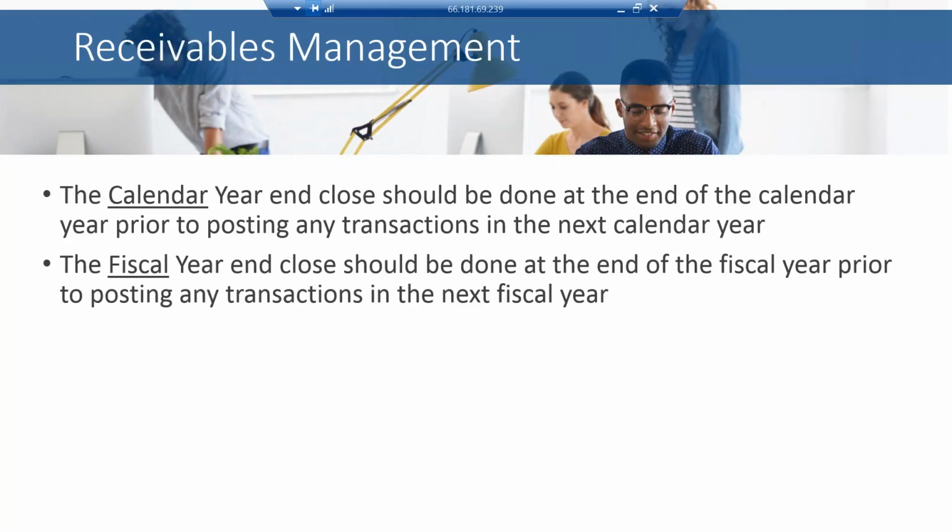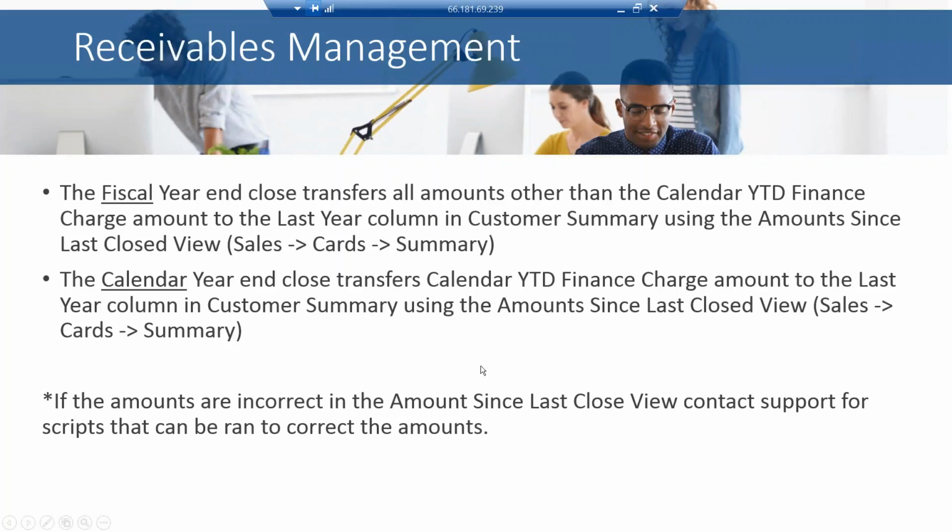So first of all, the calendar year-end close should be done at the end of the calendar year prior to posting any transactions in the next calendar year. Okay, so the calendar year, and we'll talk about what that year-end close does versus the fiscal year. So the fiscal year-end close should be done at the end of the fiscal year prior to posting any transactions in the next fiscal year. So like I said, in the example of I have a 7/1 to 6/30 year, then I would actually do 2 year-end closing processes. Now, let's get into what they do.